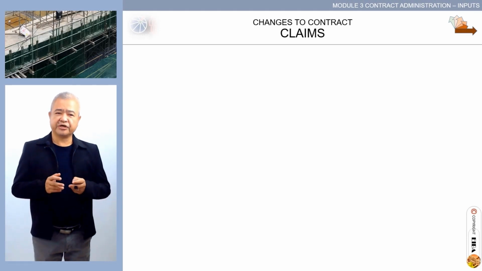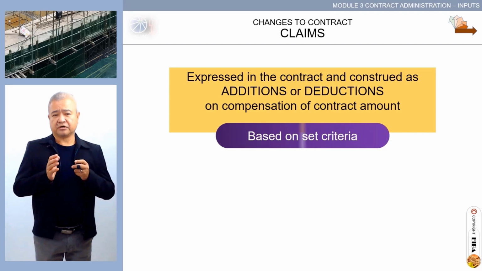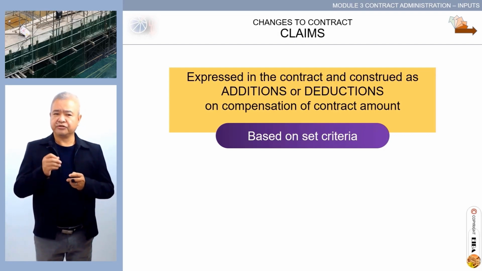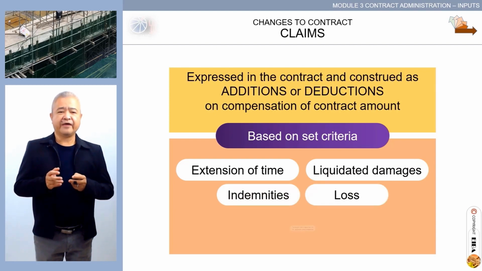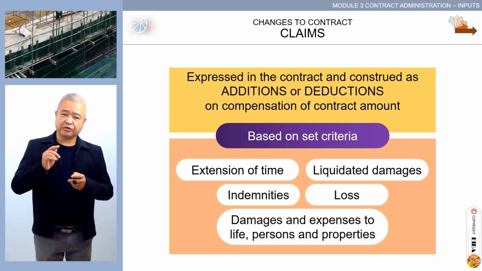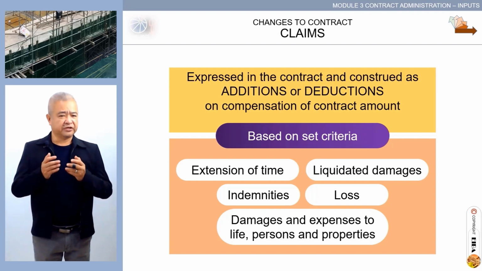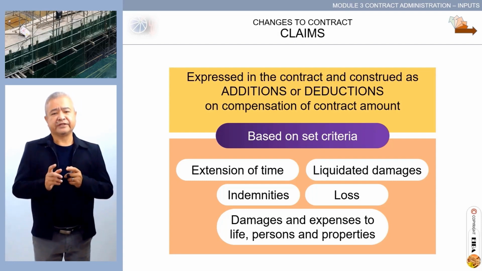Claims and other changes to contract expressed in the contract and construed as additions or deductions on compensation of contract amount. Claims are based on set criteria, usually written in the contract and defined in the conditions of the contract, such as extension of time, liquidated damages, indemnities, loss, and damages and expenses to life, person, and properties. In reality, handling claims is a tedious process. Therefore, the process and criteria must be clearly written in the contract.